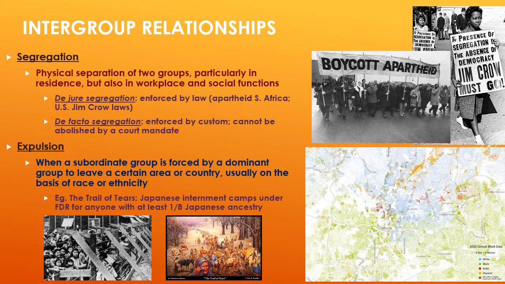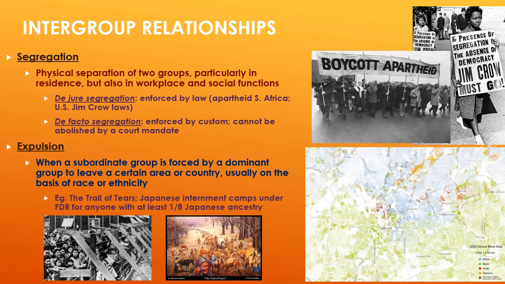The fourth category of intergroup relations is segregation, meaning the physical separation of two groups, particularly in residence, but also in workplace and social functions. So there's two forms of segregation that we're going to focus on here. It's de jure segregation and de facto. So de jure segregation, it's enforced by the law.